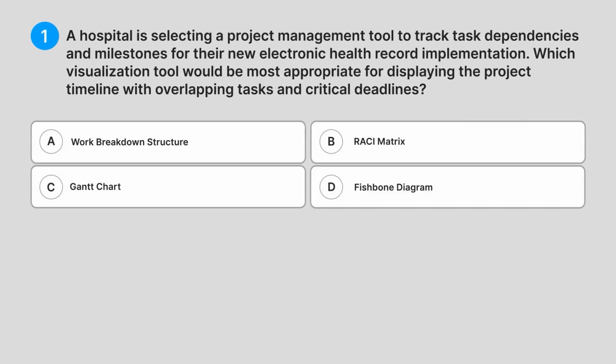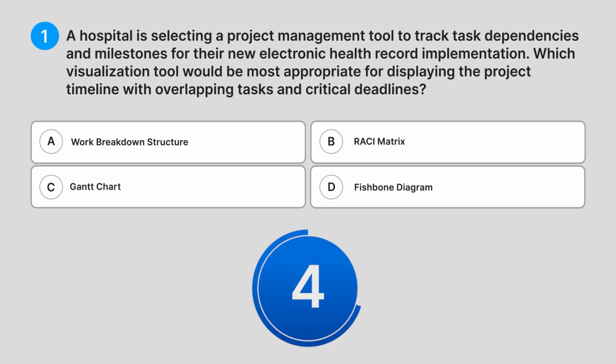1. A hospital is selecting a project management tool to track task dependencies and milestones for their new electronic health record implementation. Which visualization tool would be most appropriate for displaying the project timeline with overlapping tasks and critical deadlines? A. Work breakdown structure. B. RACI matrix. C. Gantt chart. D. Fishbone diagram. Can you guess the answer?